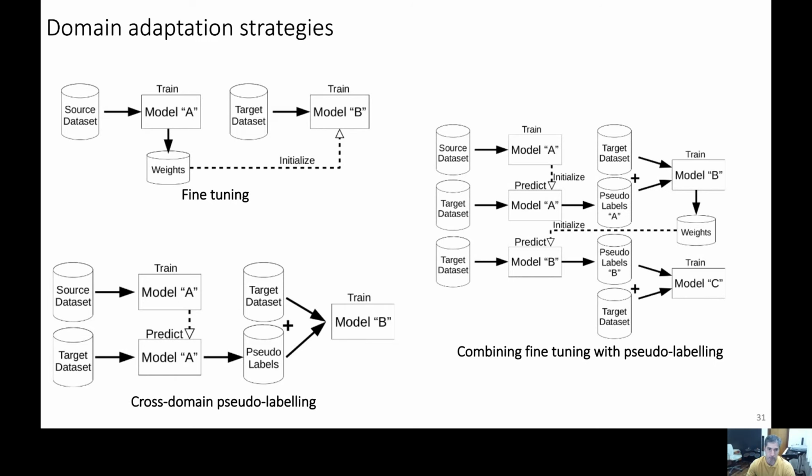Our last approach consists in combining fine-tune and pseudo-labeling approaches in order to improve the final model performance. We use weights obtained from a cross-domain pseudo-label model to fine-tune a model that is used to generate a more accurate set of pseudo-labels. These new pseudo-labels are then used in one domain pseudo-label training round to get the final model.